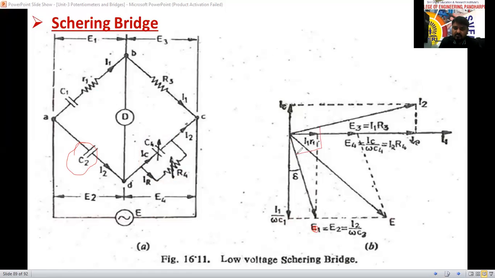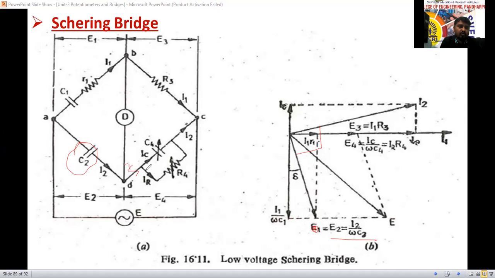Yes. Is it 90 degrees from this angle to this angle or not? Yes, sir. 90 degrees here. So that is called E2 equal to I2 omega C2 that we have considered. One more thing. Next. The current I2 will come up to here.